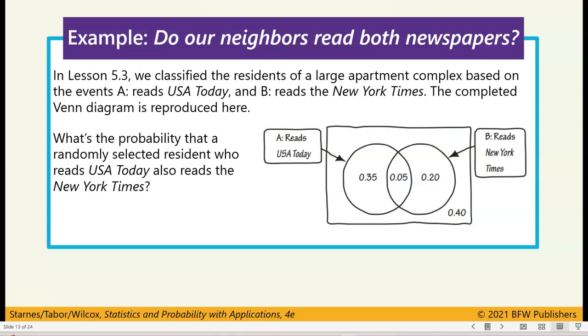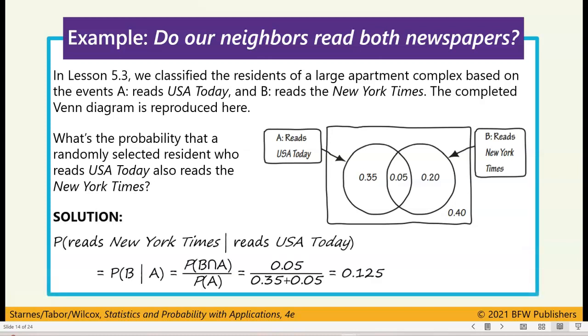We classify students, remember the New York Times, the USA. We had that nice Venn diagram. What's the probability of a randomly selected student who reads USA Today? So how many folks read USA Today? If you look inside that circle, there's 35 plus 5. So there's 40% that read USA Today. Out of that 40%, that's my denominator, 0.4. How many folks read the New York Times? That would be the 0.05 divided by 0.4, which is 0.125.